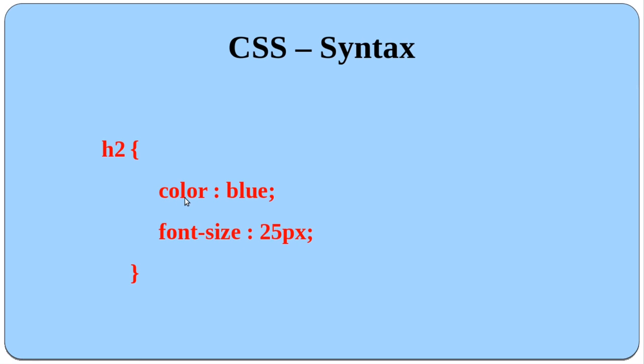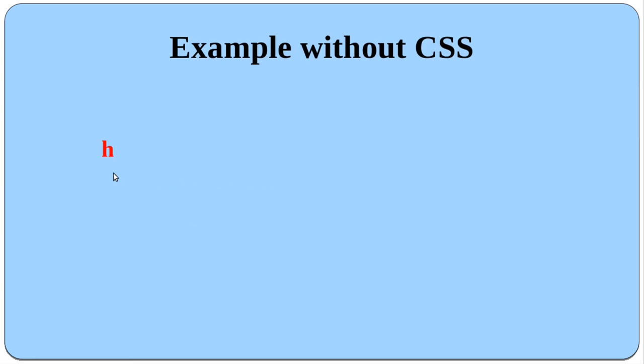Observe here, property name, property value should be separated with a colon, and this property name, property value pair should be ended with a semicolon, and second property name, colon, property value, semicolon. So this is the declaration block. H2 is the selector. This is how you implement CSS syntax.